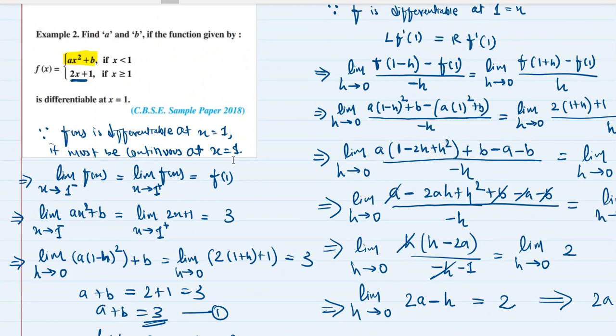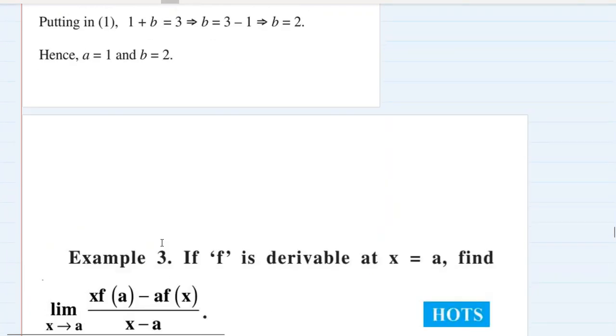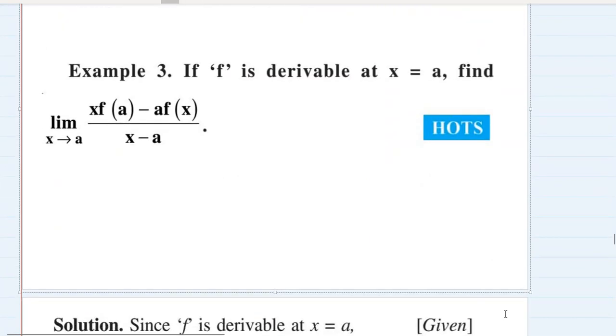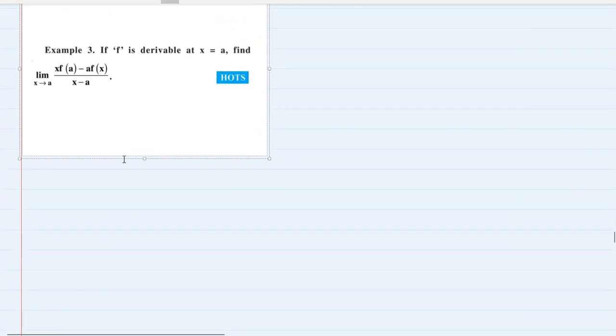Okay, let's go to the next question. A is 1 and B is 2. Next question is in front of you. Okay, if f is derivable at x is equal to a, if the function f is derivable at x is equal to a, find the limit of a function when x approaches a of x multiplied by f of a minus a multiplied by f of x upon x minus a.